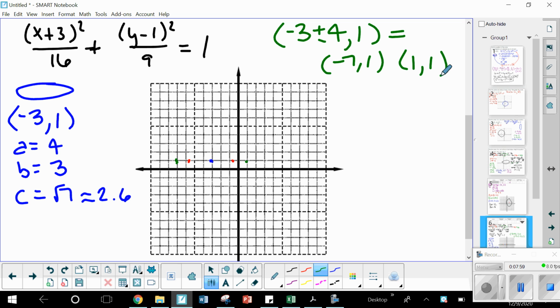Foci, since we had the square root of 7 on that one, we can't really clean that up too much more. So it's just going to be negative 3 plus or minus square root of 7, comma 1. That's where our foci are going to be located. Okay, how fat or skinny is this ellipse? Use your b value. So you're going to go up and down 3 from the center.